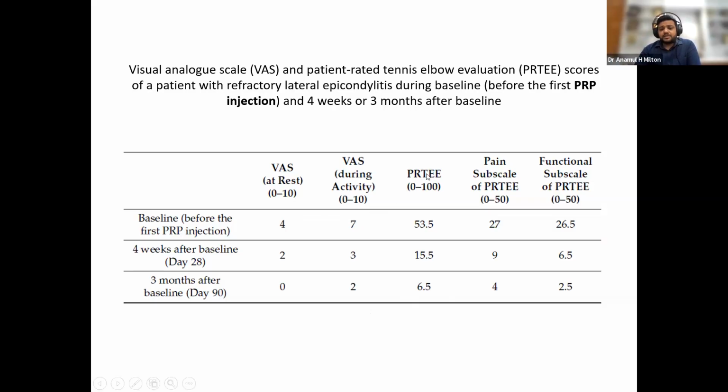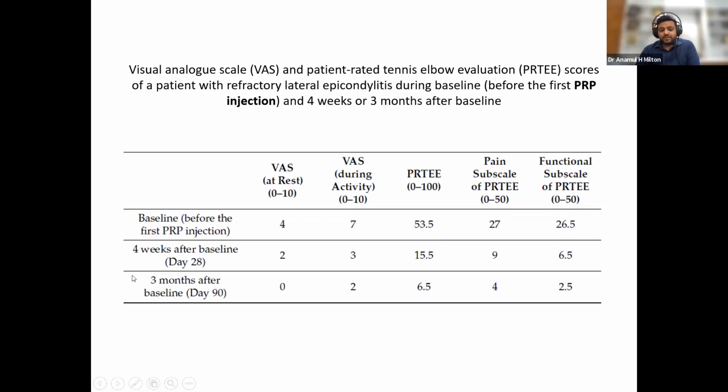And the patient-related tennis elbow evaluation, that is the score. It's 0 to 100. So it is 53, and the pain subscale is 0 to 50. So one is the non-functional condition subscale, and there is the functional subscale during the functional condition. So before the PRP injection, everything is so high.